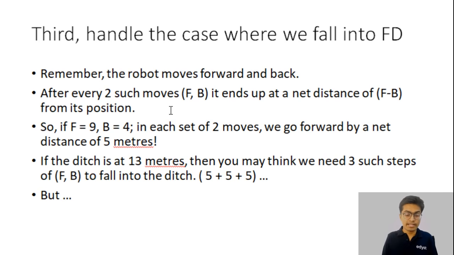Another thing to note here: if your B is greater than F, suppose your F is 5 but your B is 20, then if you think about it, your net displacement is minus 15. If you are at 0, you'll keep going minus 15 at a time, every time that you're able to make both of these steps and not fall into a ditch. We'll come back to that case later.